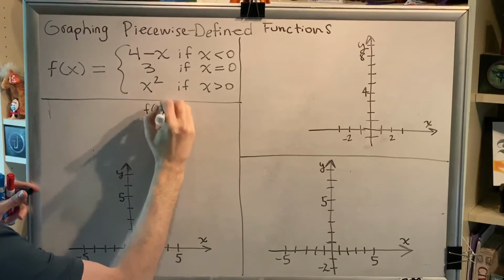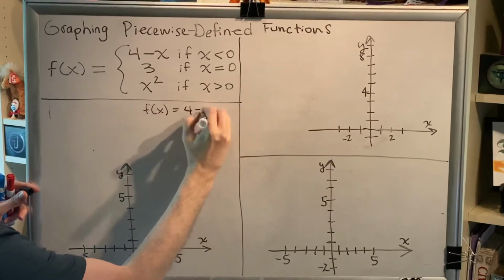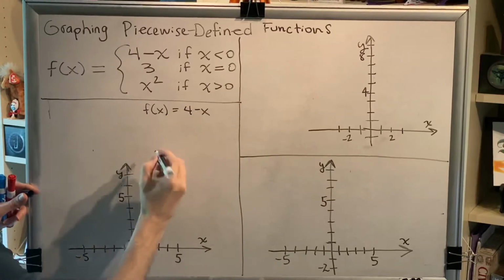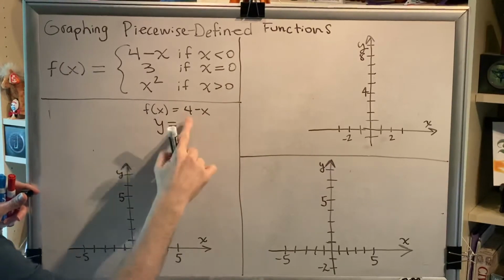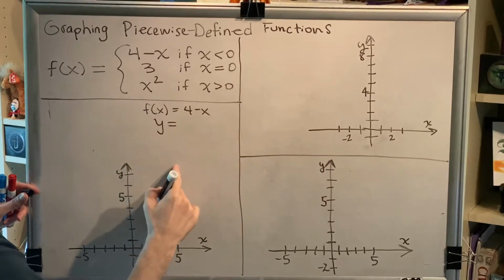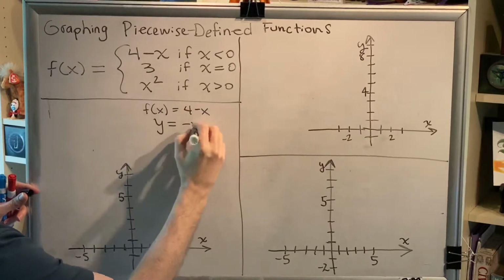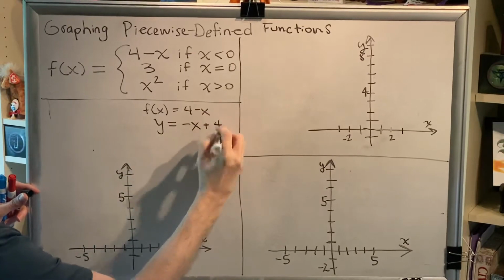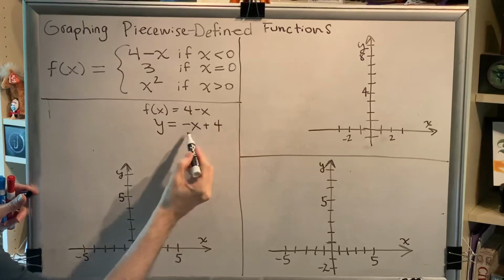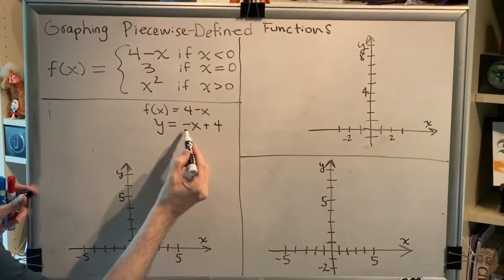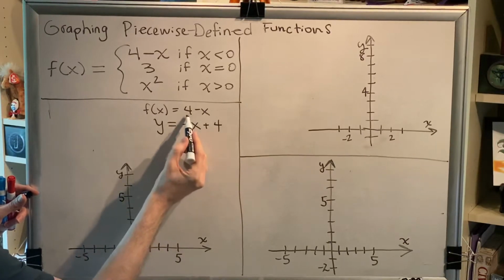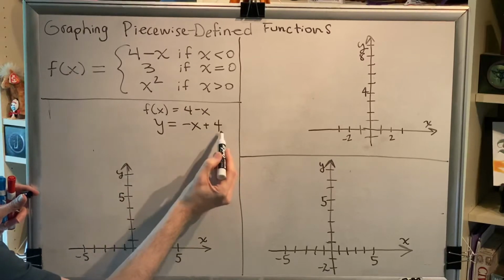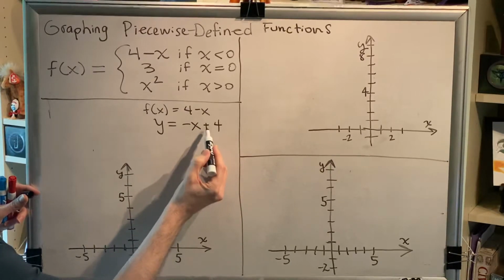f of x equals 4 minus x. Well, we know that f of x is the same thing as y, and terms can be rewritten in any order you'd like as long as you keep the sign with the term. In this top line, the x is negative, so when we move the x term to the front, it retains its negative status. The 4 is positive, so when we move the 4 to the back, we have to put a plus sign in front of it.